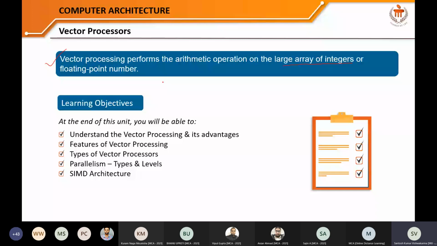We'll also explore different characteristics and features of vector processing, and we'll look at the types of vector processors. As was taught to you earlier in unit number 2, we can have parallelism through different types and levels, and one of those is SIMD, that is, single instruction and multiple data architecture. We'll also explore that, because this is the subsequent unit number 10 as per your syllabus.